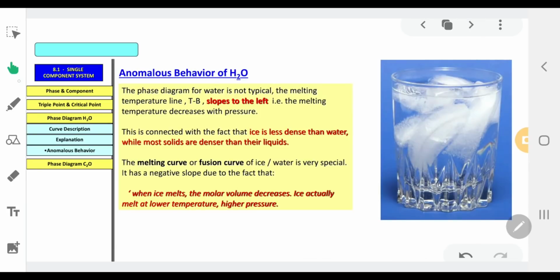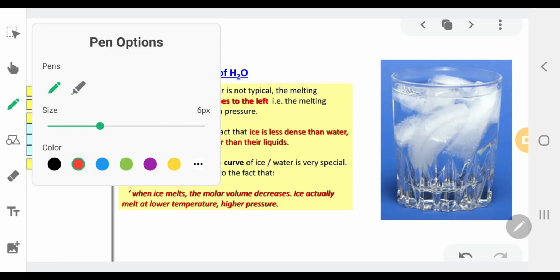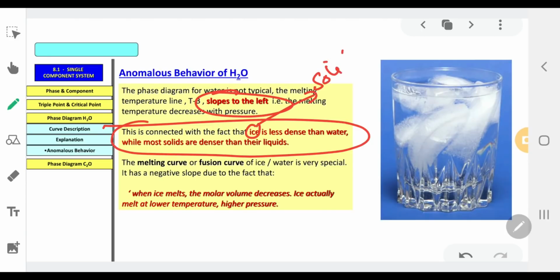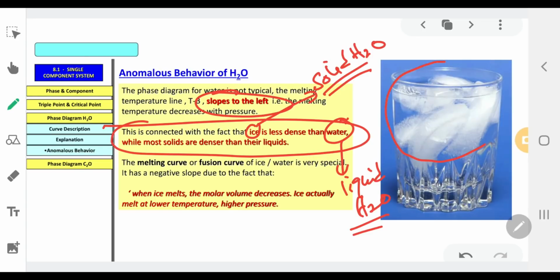Okay, so this is the anomalous behavior of water. If you remember just now, why does water slope to the left? The answer for that is this, and that is simply the answer that you should write in exams. Because ice is less dense than water. You need to remember ice over here is solid H2O, and water over here refers to liquid H2O. Because solid H2O is less dense than liquid H2O, as you can see over here, the solids are floating on your liquid. So that is the reason why your water phase diagram has a negative slope, or slopes to the left.